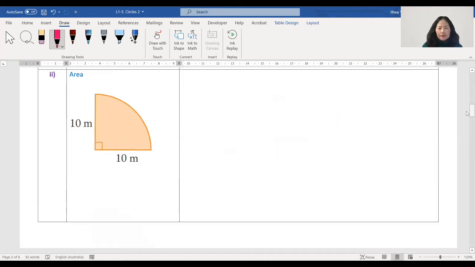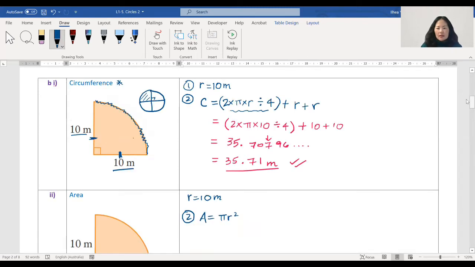Next one, area. Now we do know our radius, don't we? So we have our radius equals 10 meters. And the formula we are going to use is area equals pi r squared. Again, from the previous question, if we look at it, it's divided by 4, isn't it? Divided by 4 here. So we have to do the same thing, divided by 4.